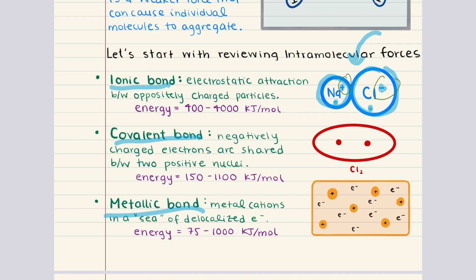This electrostatic attraction is extremely strong, and it gives ionic compounds high melting and high boiling points. In addition, the bond strength of ionic interactions can range anywhere from 400 to 4,000 kilojoules per mole, depending on the size and charge of the ions involved.